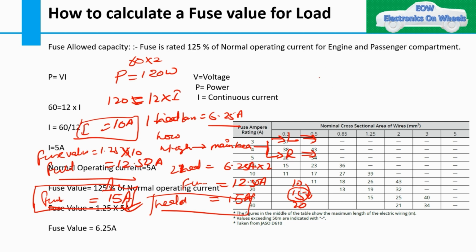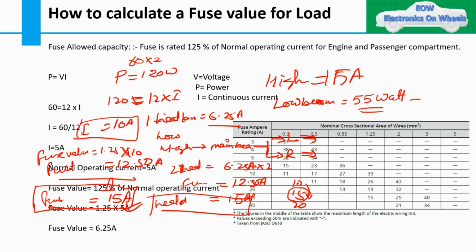So this is the fuse value that will come for the high beam. And similarly for low beam also, for low beam I want to tell you that we are using a 55 watt bulb. So in that, it will also come around 15 amps only, that fuse value. You can calculate by yourself. If you have any confusion for low beam, then you just let me know, and then I will explain again if you have any confusion in this.